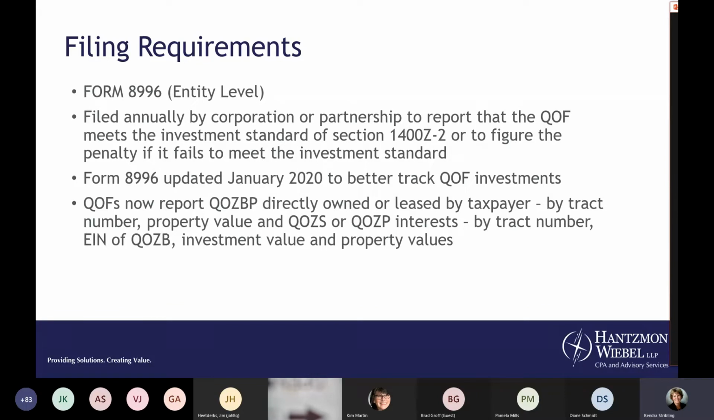Form 8996 was updated in January 2020 to better track QOF investments and to report whether the investor disposed of part or all of their equity interest in the fund, and to report qualified opportunity zone business property directly owned or leased by the taxpayer. The IRS has started to send notices to taxpayers who attached or indicated they attached Form 8996. Additionally, taxpayers may receive a notice if they may not have completed Form 8949 correctly when they reported the deferred gain.